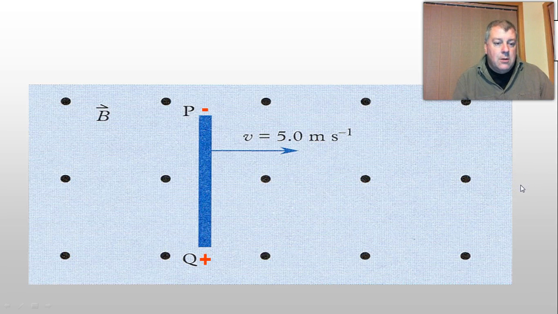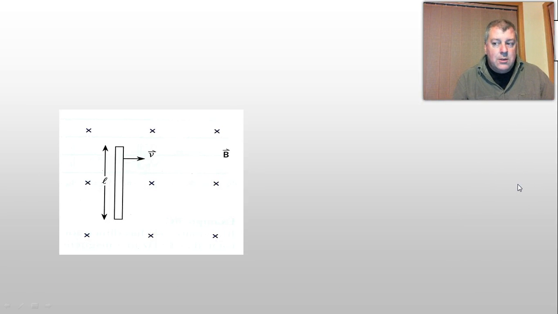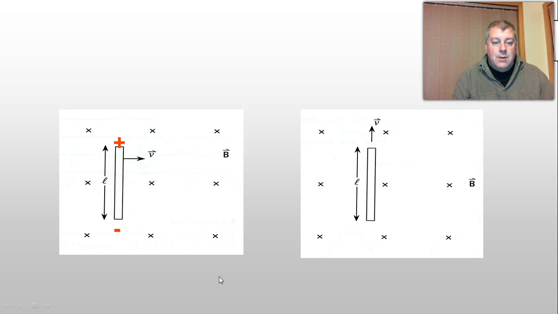There we go. And in this one, which end is positive and which end is negative? Remember, we're only getting a potential difference across the two ends, or an EMF. There's our velocity, there's our length. That should be our positive, that should be our negative. What about this one? In this case, it's moving that way. Are we going to generate any EMF?